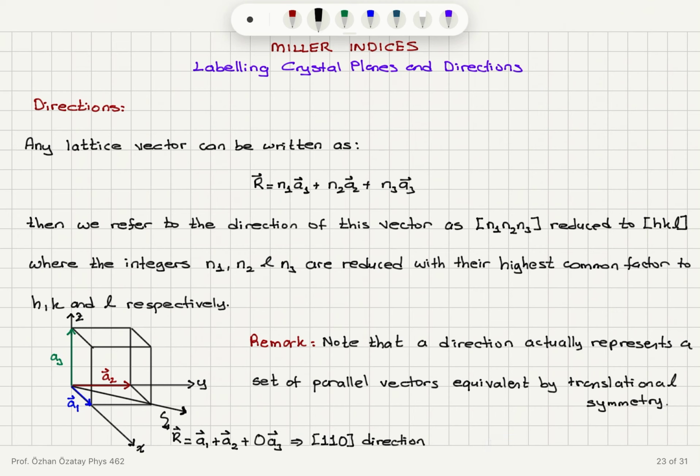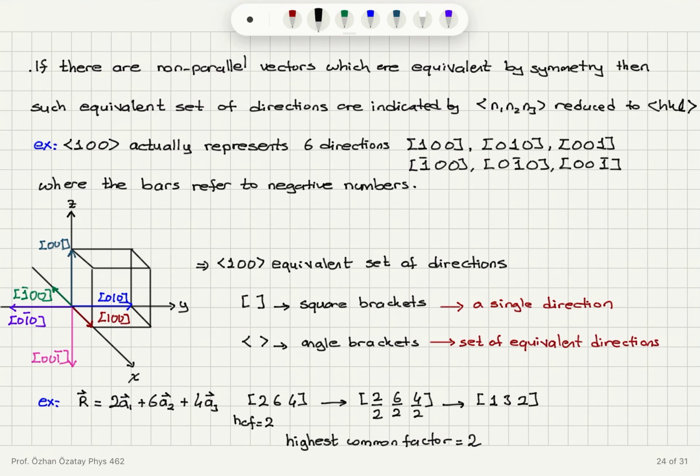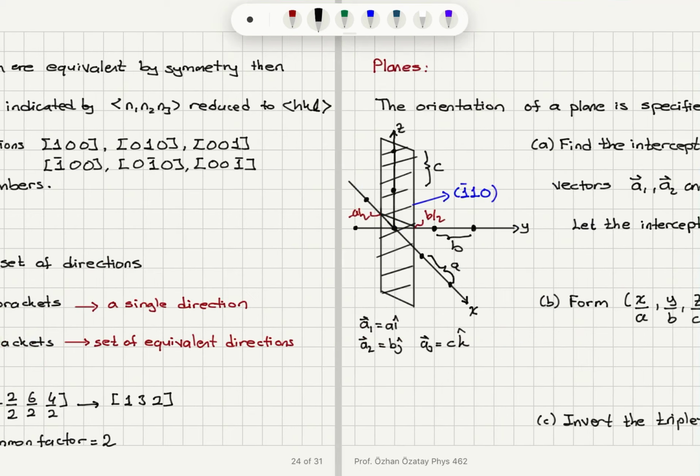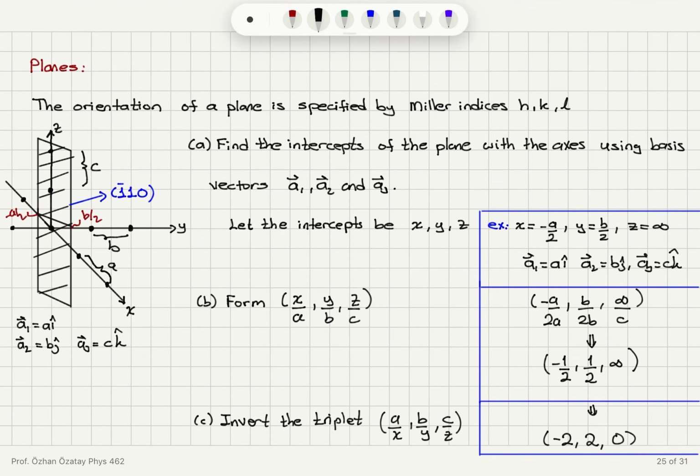So given a lattice translation vector, we can find the directions by looking at the coefficients, reduce them with the highest common factor, and label the direction with square brackets. The set of directions that are equivalent by symmetry are labeled using angle brackets. And we have gone through an example here.